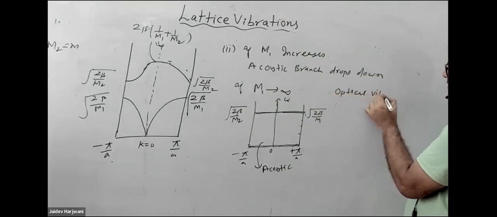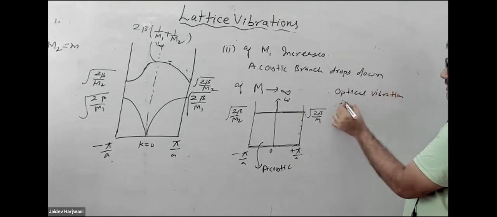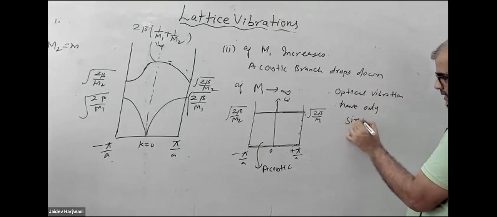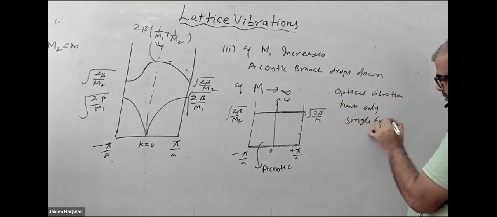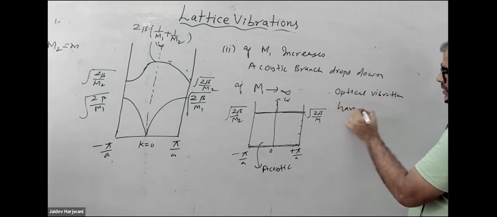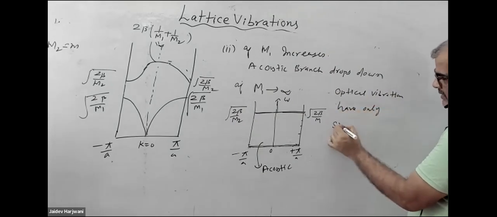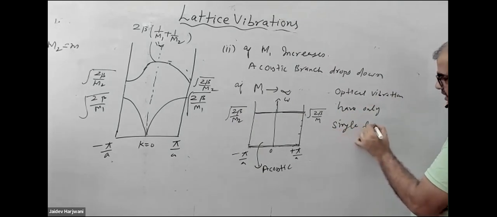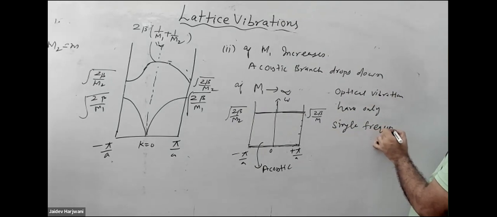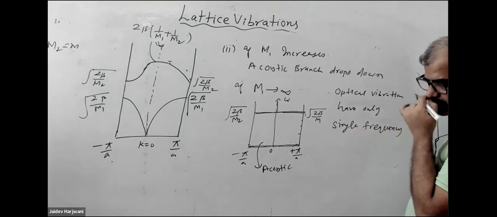Optical vibrations have only a single frequency, and the acoustic branch frequency is 0.